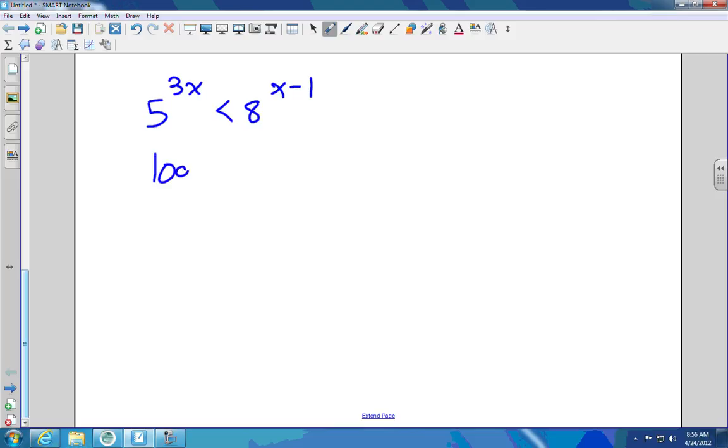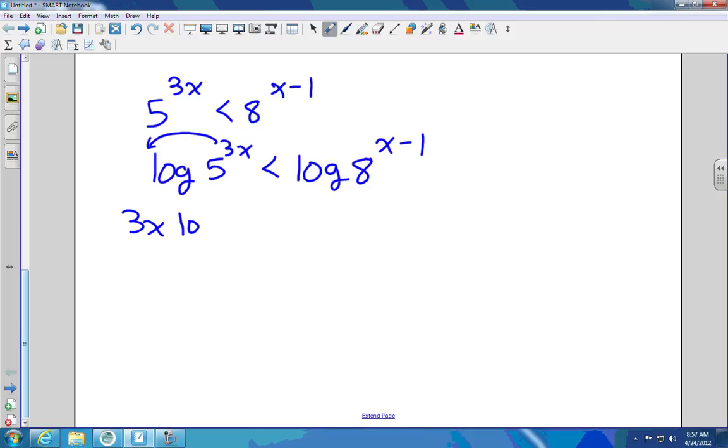So we take the log of both sides of this one. So we have log 5 to the 3x is less than log 8 to the x minus 1. So similar to what we did on the first examples. And what did we do next? Right. Move the exponents in front. So we bring this 3x around. They are still base 10. So we have 3x log 5 is less than x minus 1 log 8.